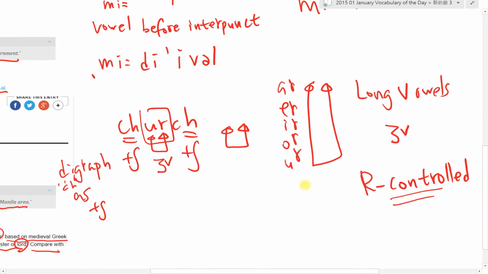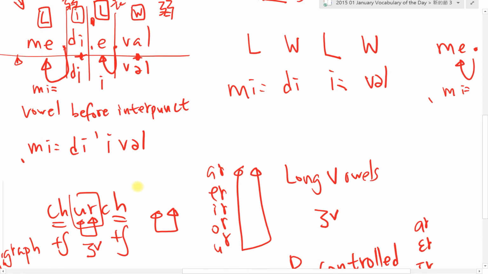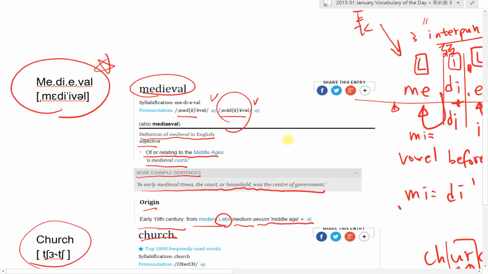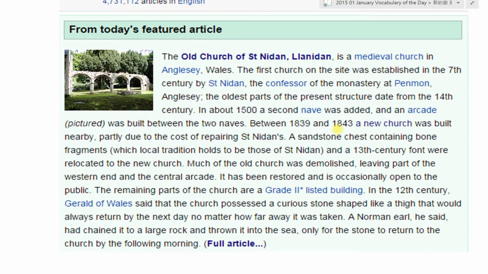所以我们念 church。好，我们再来看一遍 medieval，也可以念 medieval，church。好，跟老师来念一下。我们今天念到这里。The old church of St.